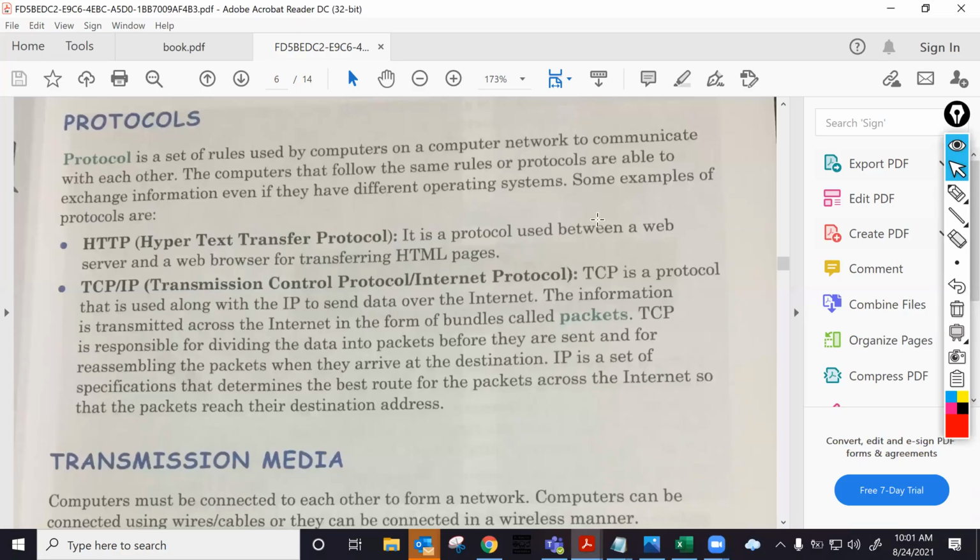Let me share my screen. Right. I think you can see my screen. Yes, sir. All right.